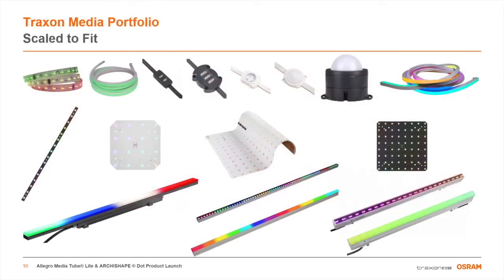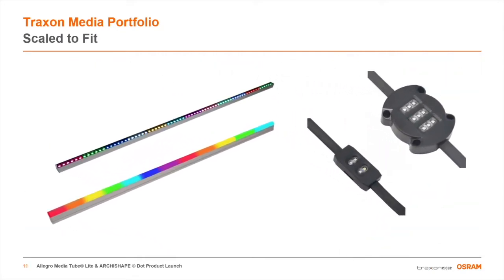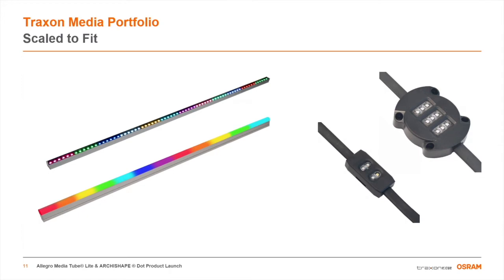It's for that reason that we have an ever-expanding portfolio of media lighting products to offer you for interior and exterior use in many, many different scales of brightness, pixel pitch, and controllability to allow you to configure the correct requirements for any given project. And today we're excited to be adding 2 new product families to our portfolio. First, Allegro Media Tube Lite on the left and ARCHISHAPE Dot 2.0 on the right.